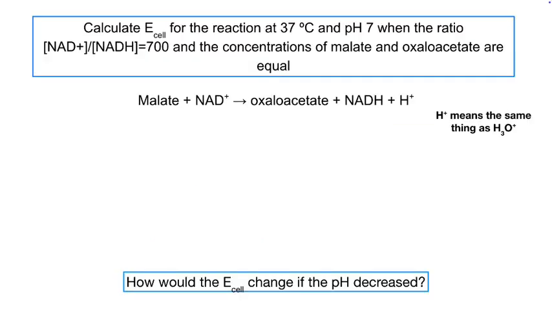So another one: calculate the cell potential for the reaction at 37 degrees Celsius and pH 7 when the ratio of the concentrations of malate and oxaloacetate are equal. Okay, H plus is the same thing as H3O plus. All right, so we want to go through this same process now. We're going to need some numbers from the other side. Does anybody have those numbers memorized? Yeah, it's negative 0.166.